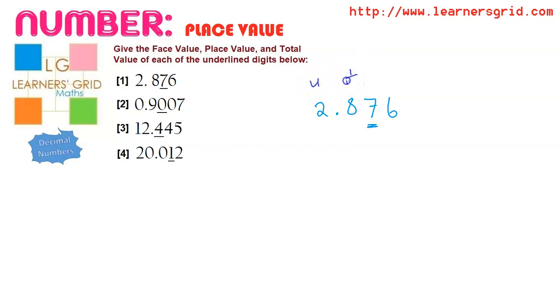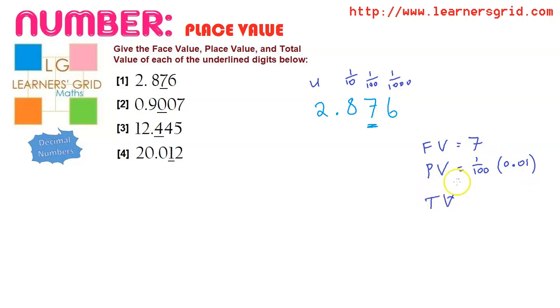This is the tenths. This is the hundredths, and this is the thousandths. And so from there, I can start to solve or give the solutions to the problem. So the face value, that is 7. The place value, I've already said it, it's the hundredths. I can also write it like this, 0.01.